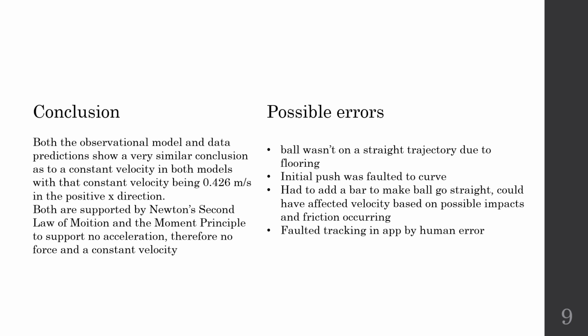And then to help this issue, I added a ruler to the floor to make it parallel to the camera, but this could have created some friction on the ball and affected the velocity. Then lastly, when manually clicking the data points in Tracker, this could have resulted in inconsistent data points.